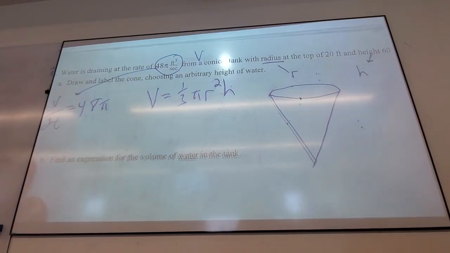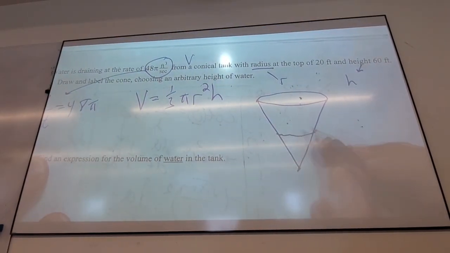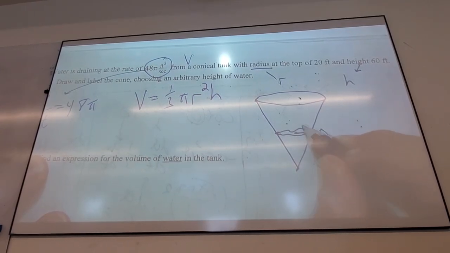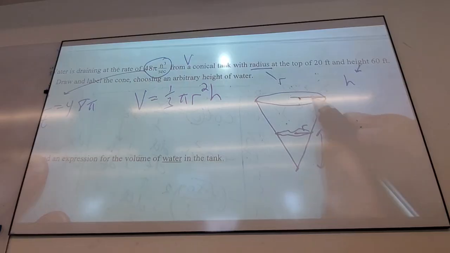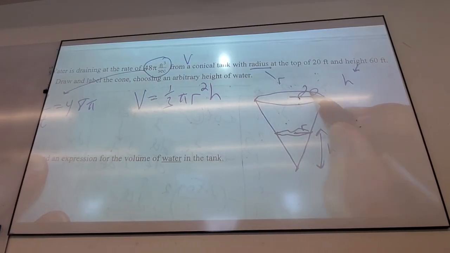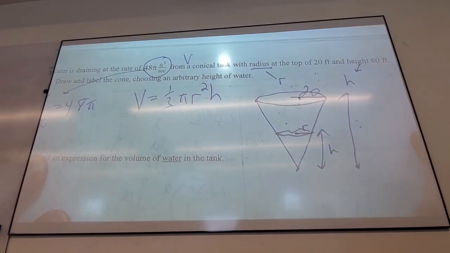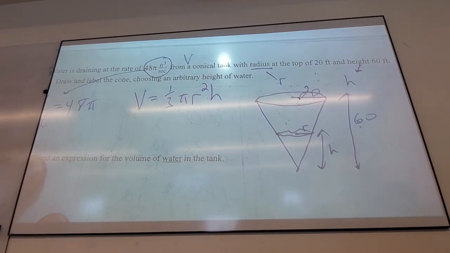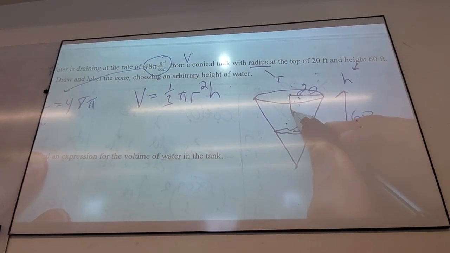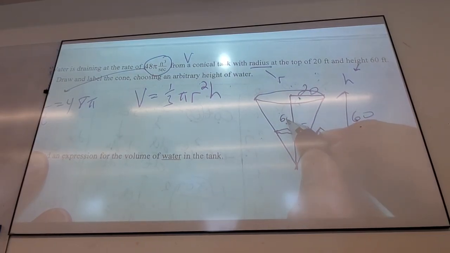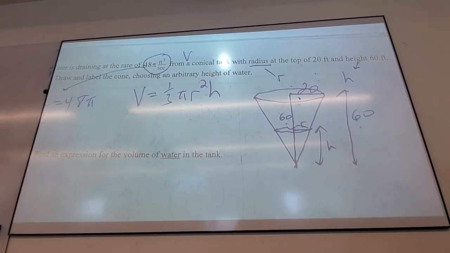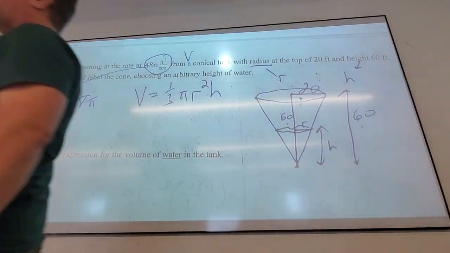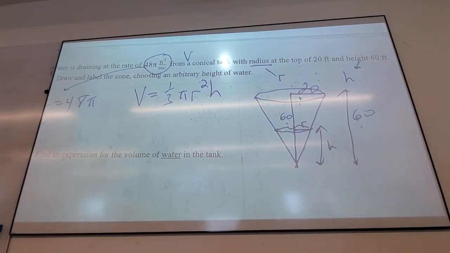Okay, there's the cone. There's my water. There's my height. There's my radius. What's this? Right here is 20. And of course this is 60, so I can put that. Watch this. If I draw the height into the cone, what shapes did I just make? Triangle. Interesting. We're about to talk about the most common geometrical thing that will happen in a related rates problem, which is similar triangles.